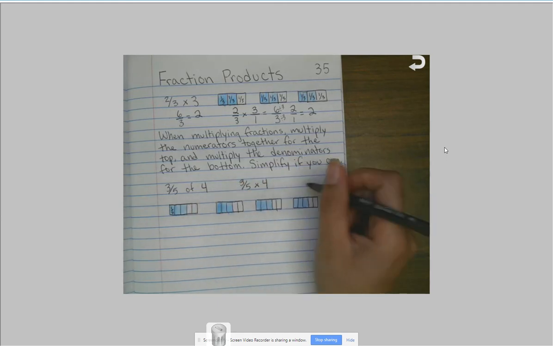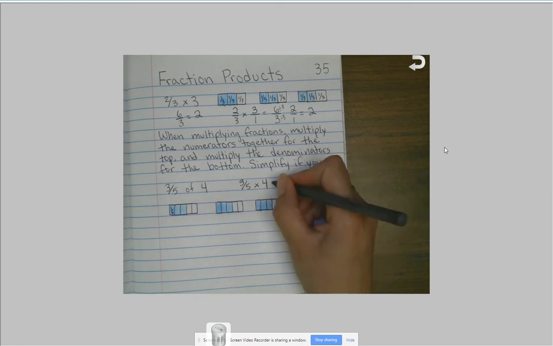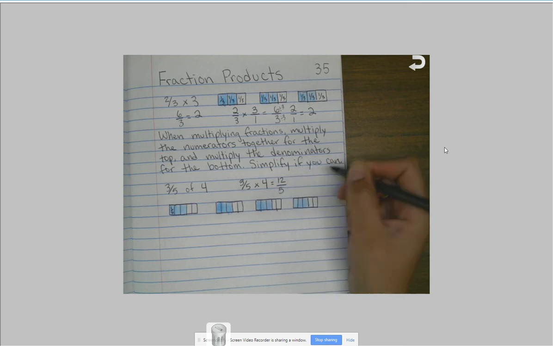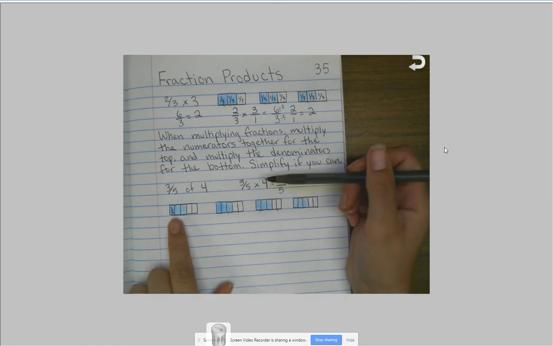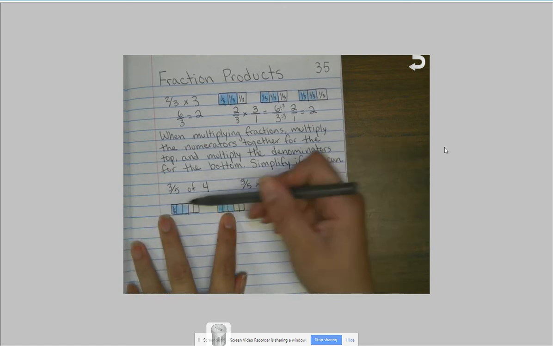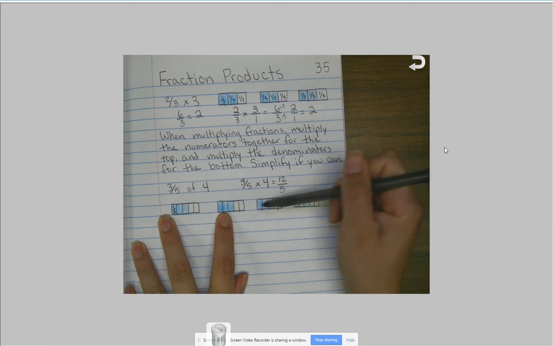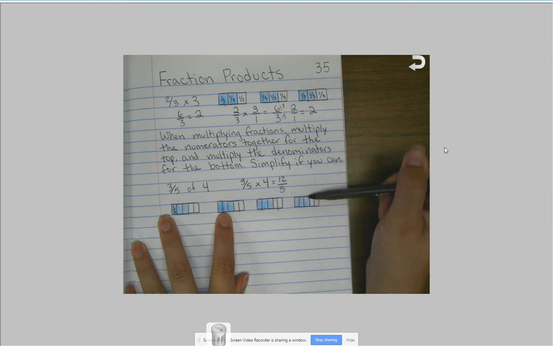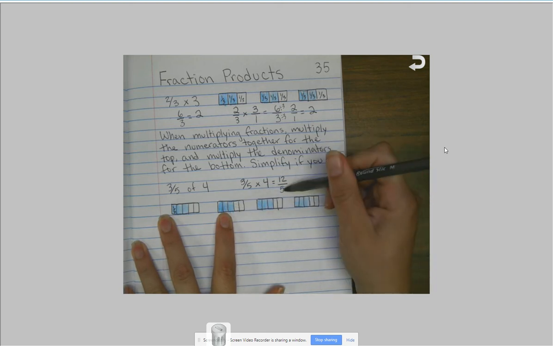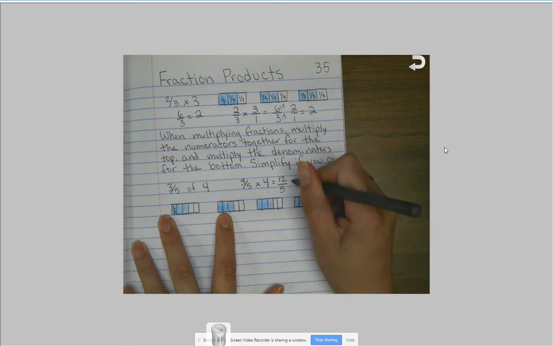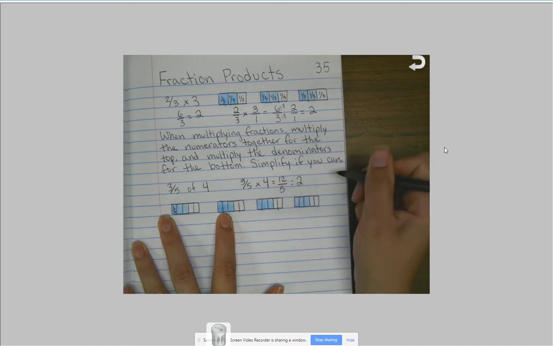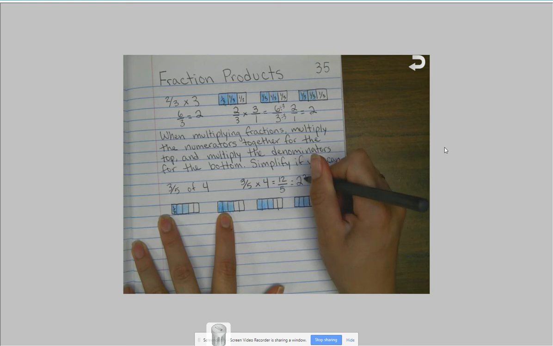And now how many of them does it take to make a whole unit? 5. So I have 12 5th size pieces. Now if I want to make this into a mixed number, there's 2 there. That would be a whole unit, those 3 and those 2, and another whole unit, and that would have 2/5 left over. Well, how many times will 5 go into 12? 2 whole times. And then that would leave me with 2 pieces left over, 2 and 2/5.